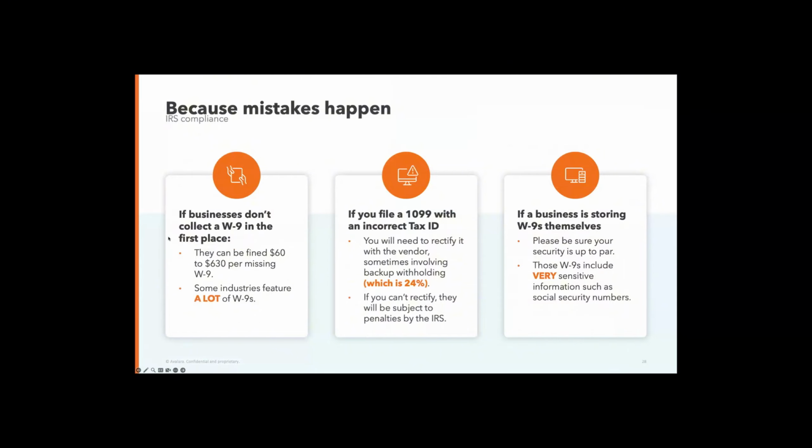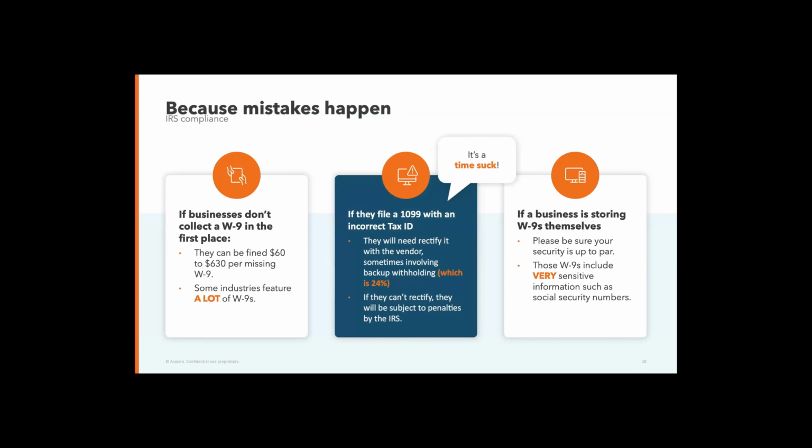There's fines and penalties associated with that. If you file a 1099 with an incorrect tax ID, there are some ramifications. And if the business is storing W-9s themselves, you need to make sure they're available, right? I have a lot of companies that tend not to want to do the W-9 throughout the year. They try to cram those W-9s right towards the end of the year and send out all the requests for it. And they generally run out of time to meet the deadline for filing the 1099 next year in January, which are due January 31st. It's a time suck.